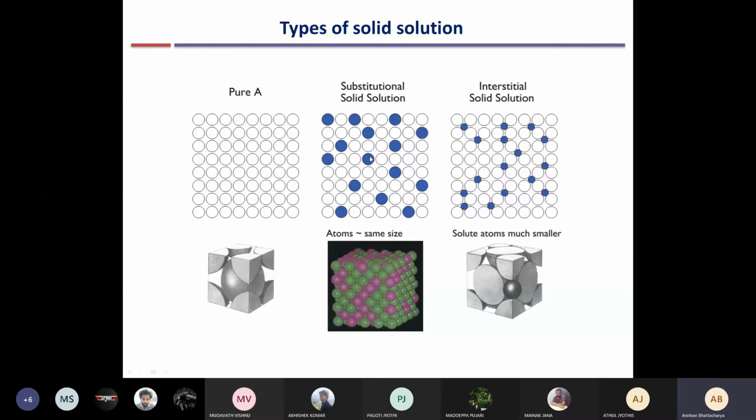However, if they are of slightly different size, then atoms of B can replace atoms of A only up to a particular percentage, say 15% atoms or 10% atoms. So that is the limit of solubility. That is the maximum concentration in that alloy.